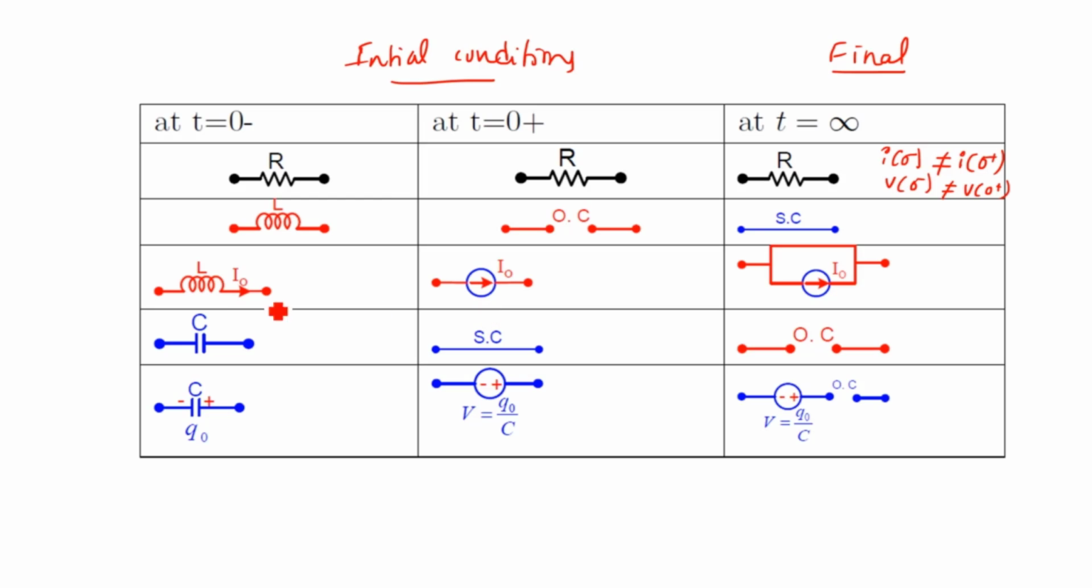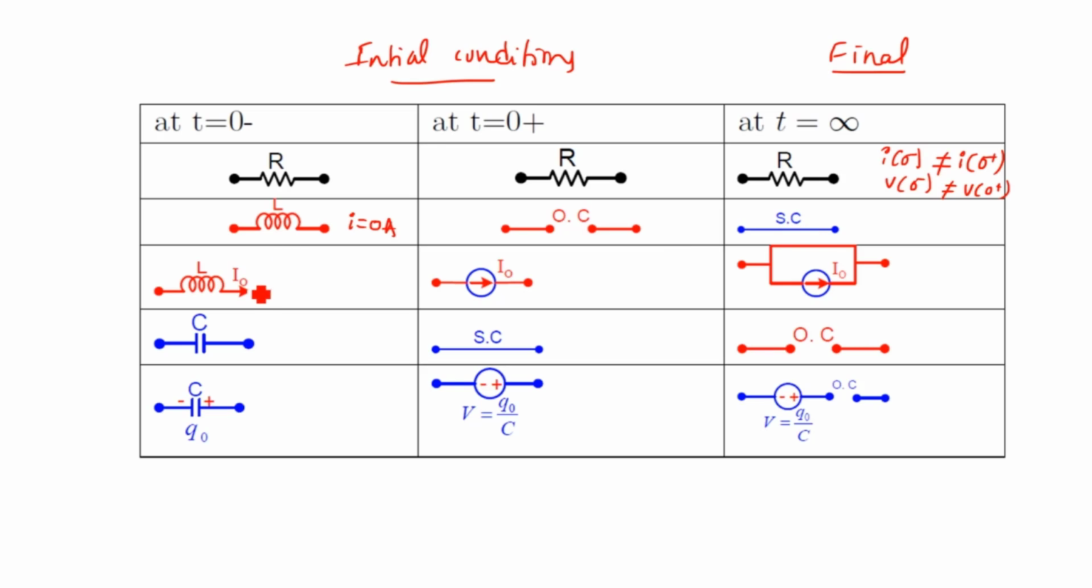So second case, inductor. Before switching, it carries 0 current through it, and after switching it acts as an open circuit. For the same case, if the inductor reaches the steady state condition, that is the final condition, at that time it acts as a short circuit. That means once it is completely charged, once it is completely energized, then it acts as a short circuit.